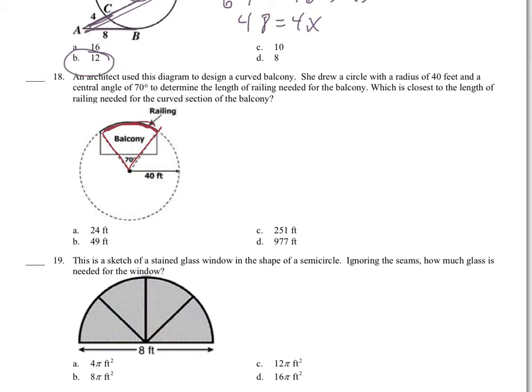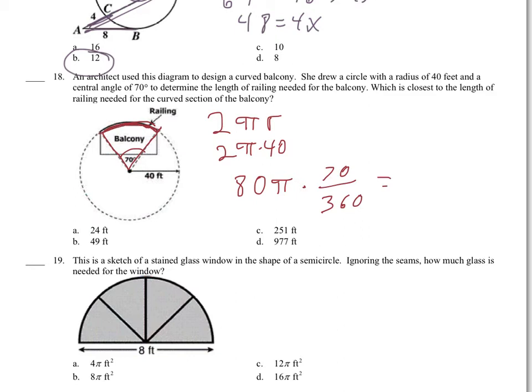This is length, not area of this sector, so if we can find the circumference of the entire circle, which is 2 pi r, in this case 2 pi times the radius, 40. 2 times 40 is 80, so the circumference of the entire circle is 80 pi. Remember, we multiply that by the central angle, which was 70 over 360. When I multiply that, it will give me the length of railing that I will need, which in this case ends up being 49 feet.